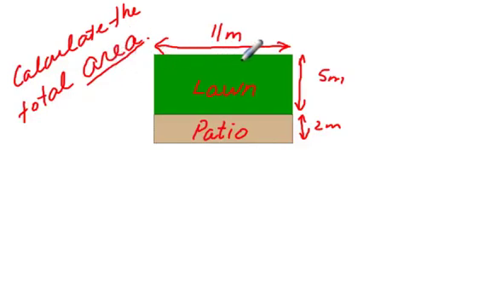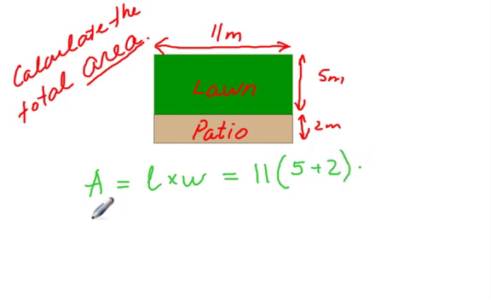Here we are asked to calculate the total area, and let's say we have a lawn that has the length of 11 meters and width of 5 meters, and we have a patio that has 2-meter width and 11-meter length. So there are two ways you could go about calculating the area. One is you could say, well, area is length times width, and here my length is 11 and my width is 5 and a 2, so 5 plus 2.